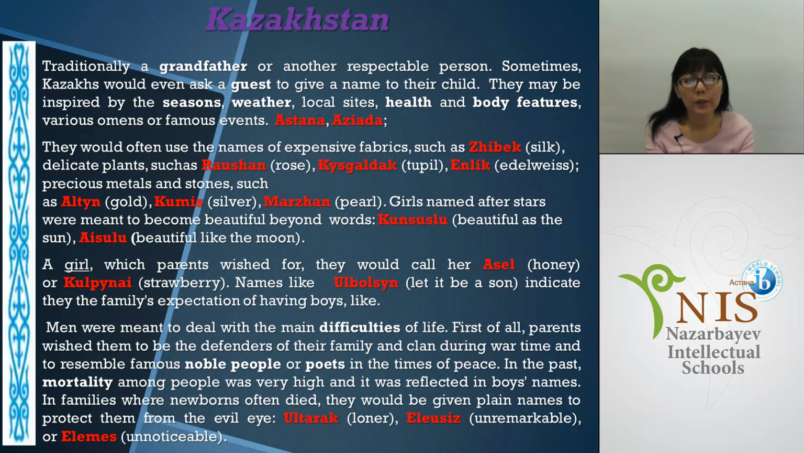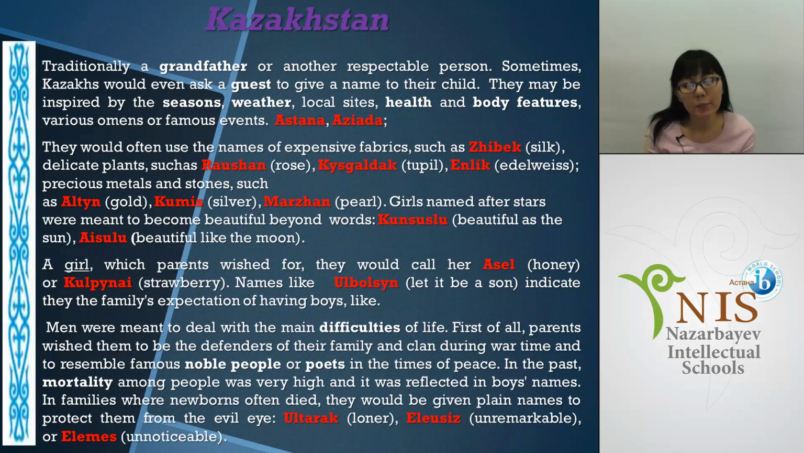And for example, Kazakh people sometimes prefer to name their children after expensive fabrics. For example, zhibek, which is silk, and some plants, and we can find names like the rose, Raushan in Kazakh, or tulip, or edelweiss. So these are beautiful names that demonstrate the beauty of nature. By this we can tell that Kazakh people are very close to nature, and they appreciate nature, and even call their children by names of fabrics and flowers.